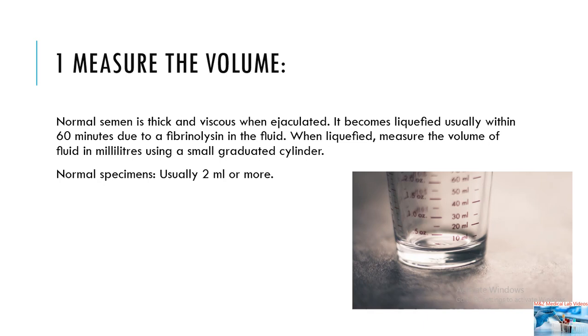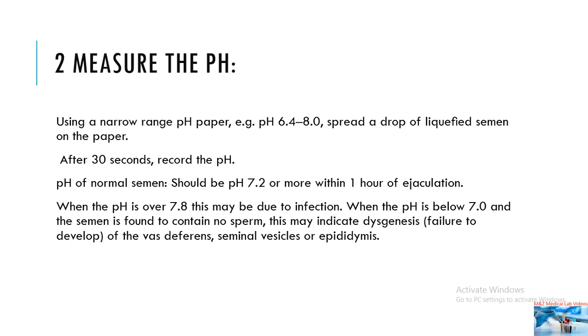Measure the volume. Normal semen is thick and viscous when ejaculated. It becomes liquefied usually within 60 minutes due to a fibrinolysin in the fluid. When liquefied, measure the volume of the fluid in milliliters using a small graduated cylinder. Normal specimens are usually 2 ml or more.